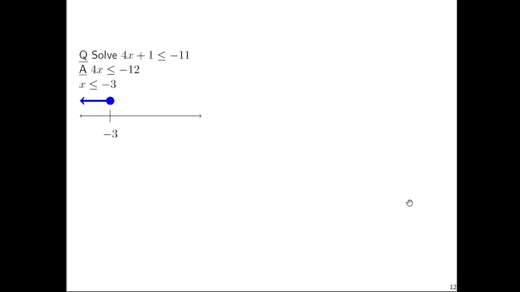Here's a picture. Filled in dot at negative 3 and shade to the left. In interval notation, we'd have parenthesis negative infinity comma negative 3 bracket. So we're done with the problem. We've provided an answer in algebraic notation, on a number line, and also in interval notation.